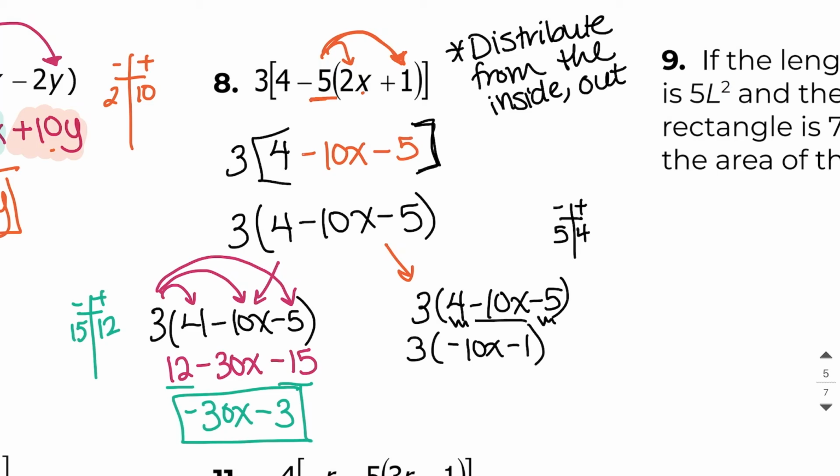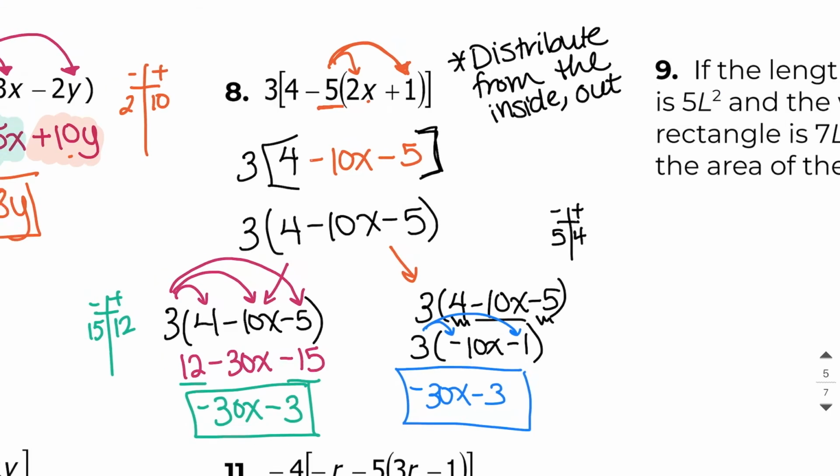Now I can go ahead and distribute that 3 through. So 3 times negative 10x is negative 30x. 3 times negative 1 is minus 3. And so this right here is what my answer would be here.